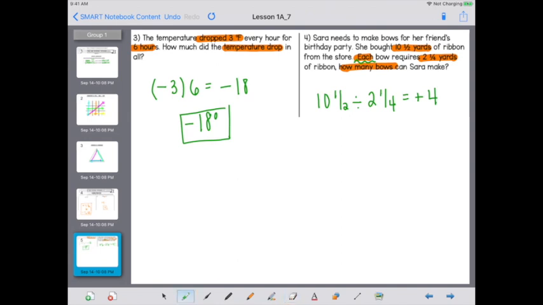So when you deal with word problems and fractions, you just have to make sure that you are actually answering their question. So how many bows can Sarah make? Well, if Sarah can make 4 2/3, technically she can only make 4 without going over the materials. So 4 bows is the answer.